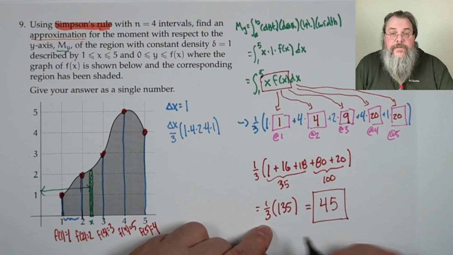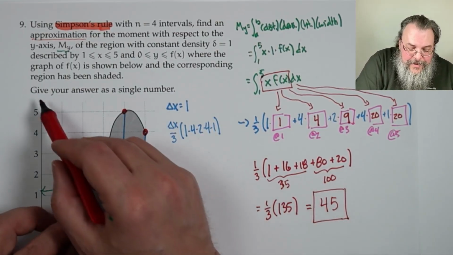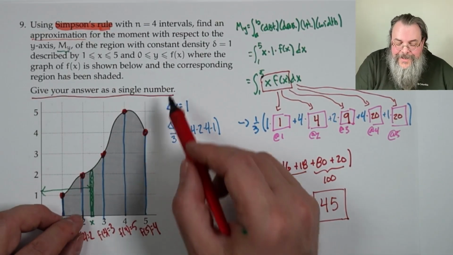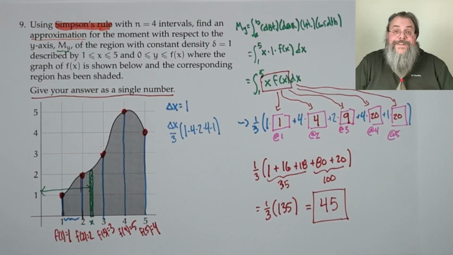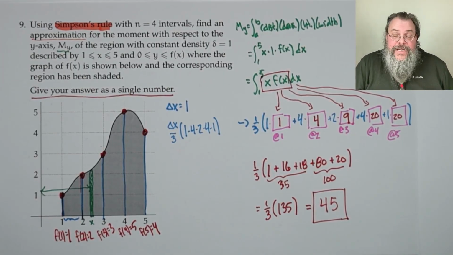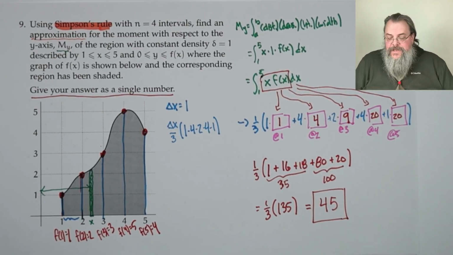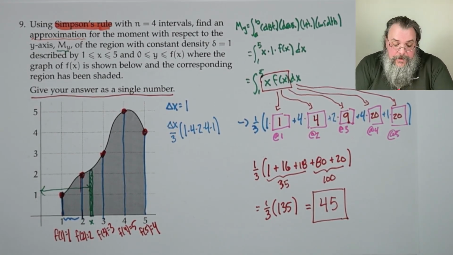So that's the answer. Now you might say, why didn't we stop there? Did you notice that there was an instruction? Give your answer as a single number. We actually had to add the numbers up. And so if it says give your answer as a single number, you can't stop before it's a single number. And so, all right, 45.